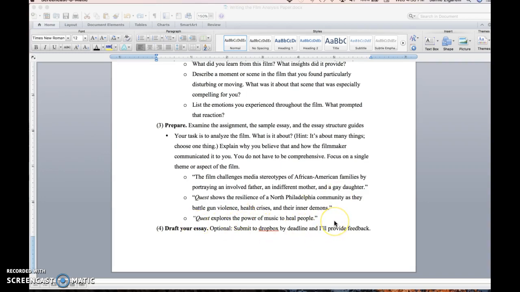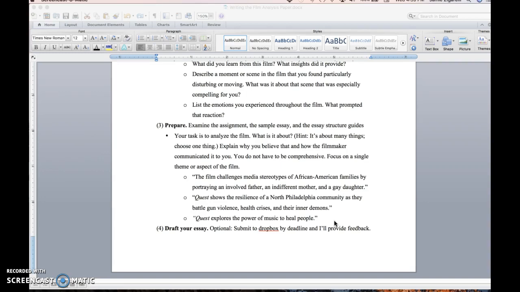A totally different direction. Quest explores the power of music to heal people. That's not what the whole film is about, but there's certainly a lot of people in the film for whom music plays a really important role in their life. So you could explore that simply. Now, I recommend you explore none of these three because these are just things that I think. I think you all have your own thoughts, and I want you to pursue your own thoughts about the film.